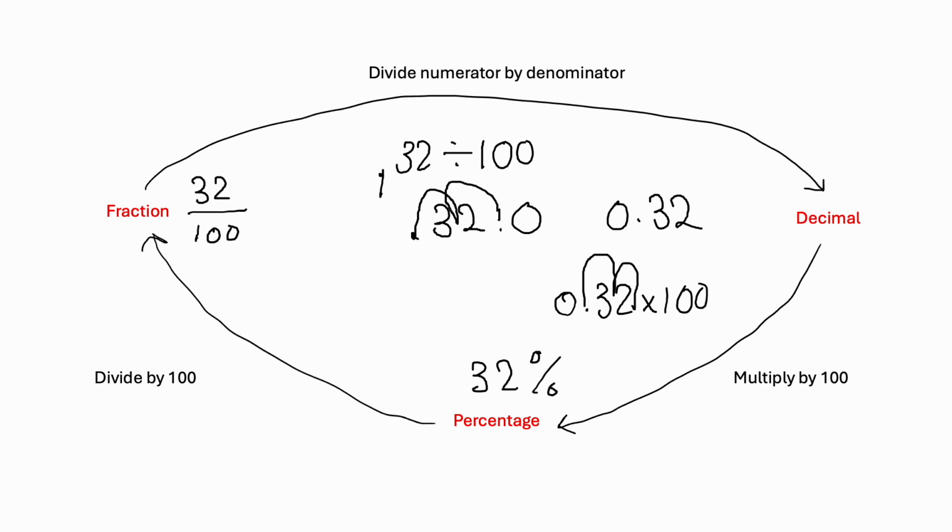And then from a percentage to a fraction, we divide by 100. So 32 over 100. Remember, in a fraction, that line means divide.